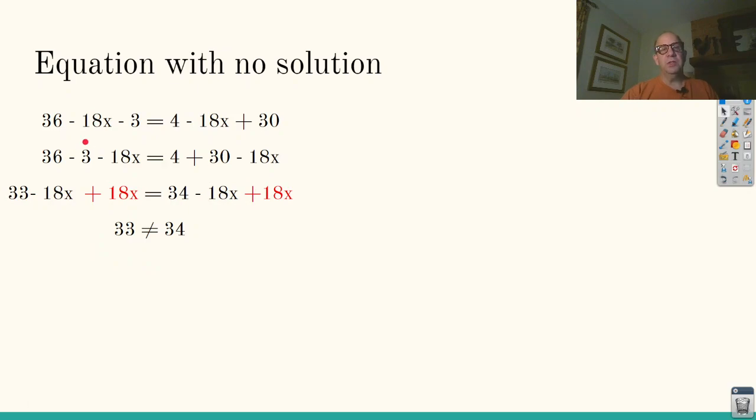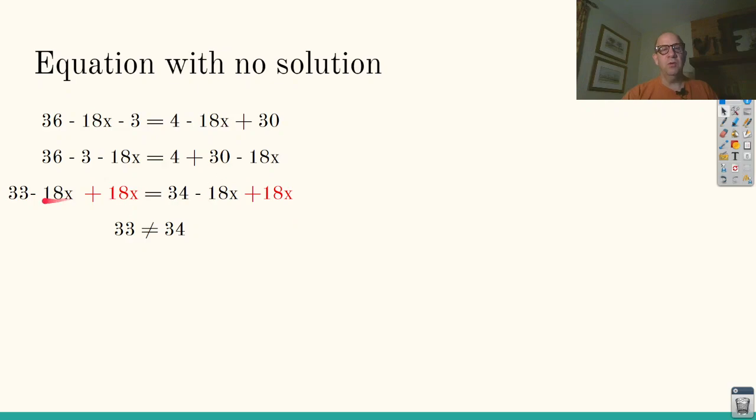I started with 36 minus x squared minus 3 equals 4 minus 18x plus 30. So what did I do? I moved the numbers next to each other. So I got 36 minus 3 minus 18x, and then the 4 plus the 30 minus the 18x. Added 18x on both sides. So 36 minus 3 is 33. 18x is gone from both sides. 4 plus 30 is 34.